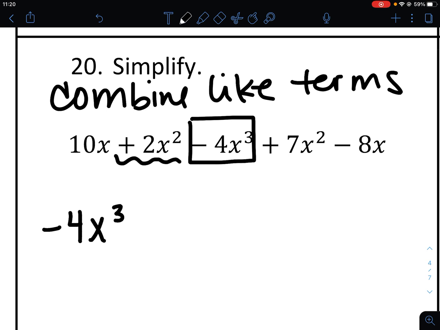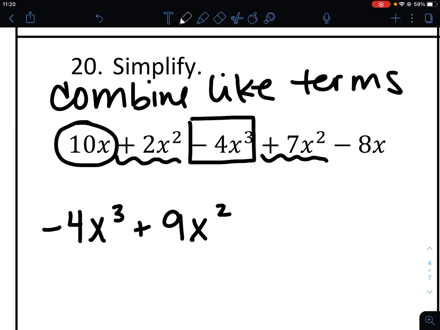Now, I also have 2x squared plus 7x squared gives me 9x squareds. And then finally 10x's minus 8x's leaves me with 2x's. And there we have it.